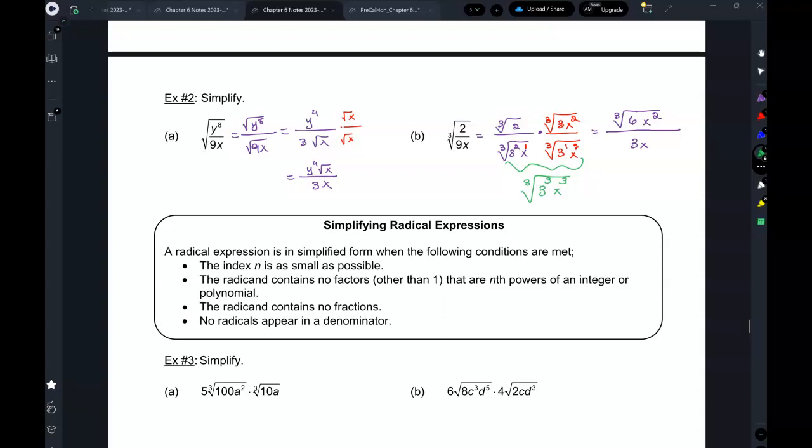Okay, so you have the cube root. Now you're going to multiply everything inside the 2 cube roots. 3 squared times 3 is 3 cubed. Oh, this is a 3. Sorry.